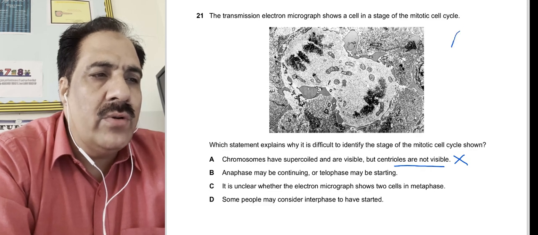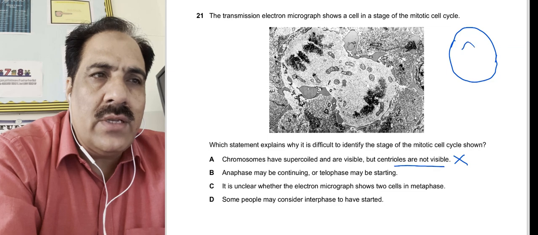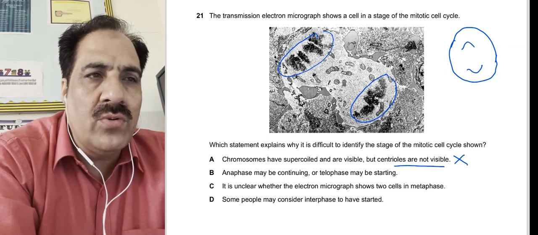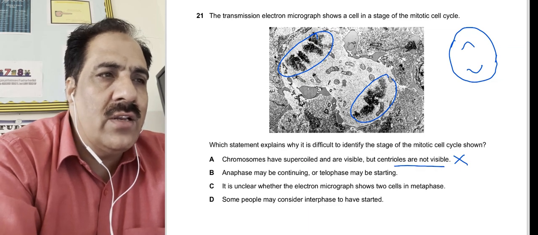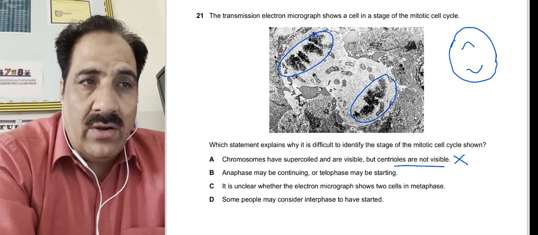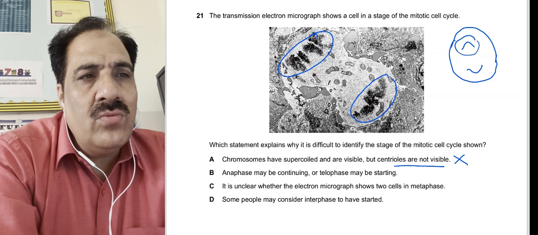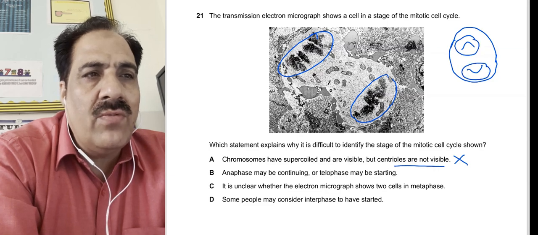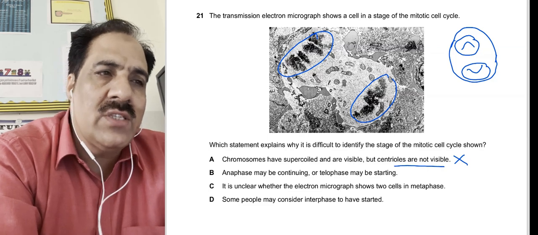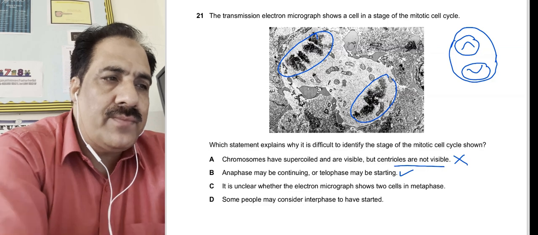Anaphase may be continuing or telophase may be starting. If we go back to the concept of anaphase, we know that in anaphase, the chromosomes move to the opposite poles, and we can clearly see here that the chromosomes have moved to the opposite poles. So this can be the end of anaphase. And in telophase, when the chromosomes have reached the opposite poles, we see the reformation of the nuclear membrane, the nucleus. So this can be the start of telophase as well. So this option may be correct.